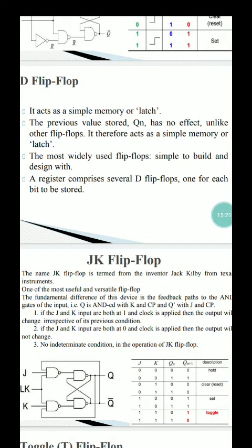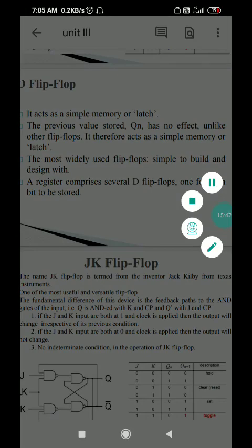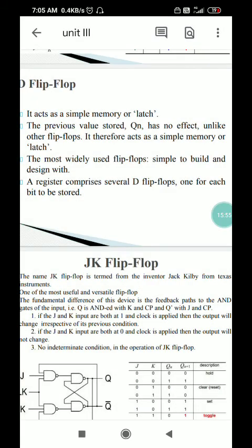The D flip-flop acts as a simple memory or latch. The previous value stored, Qn, has no effect, unlike other flip-flops. It therefore acts as a simple memory or latch. It is the most widely used flip-flop, simple to build and design. A register comprises several D flip-flops, one for each bit to be stored. So this is a little theory about the D type of flip-flop. There are so many words that you would not understand exactly, because there is no connection with these words as far as the syllabus is concerned. Therefore, you have to remember these statements.